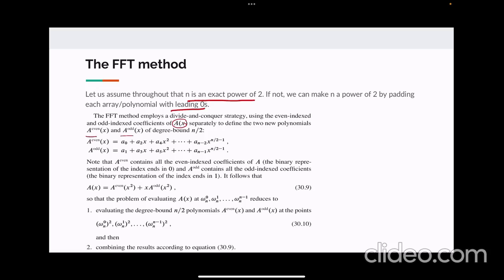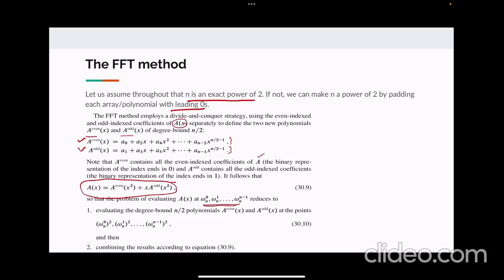Here, A even has all the even coefficients of A, and A odd has all the odd coefficients of A. Note that these polynomials themselves have a degree of only n/2 minus 1 and don't retain their original powers of x. So what we're going to do is now, instead of evaluating A at all the complex roots of unity, we want to evaluate A even and A odd separately, and we'll join them by this formula.